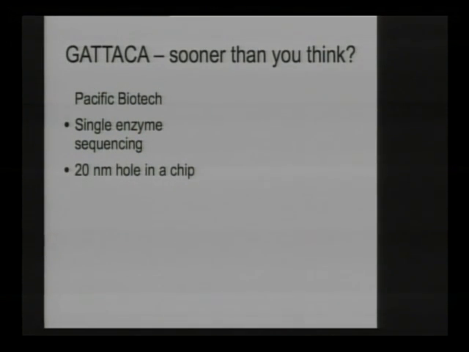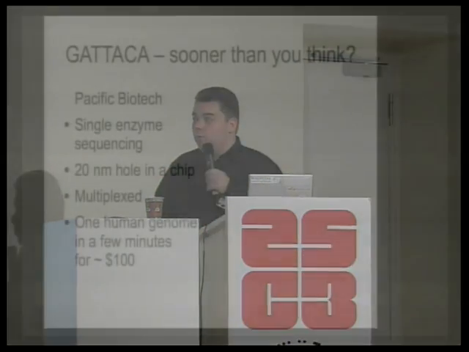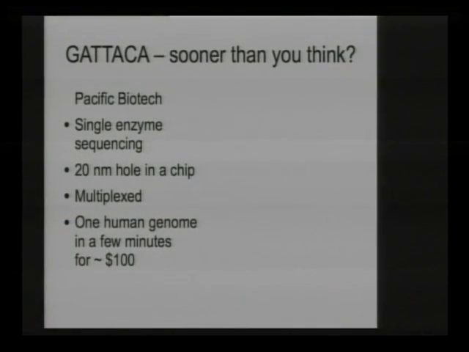You might think, okay, it's very nice, but it's only one enzyme, but they multiplex it. So they put thousands, 10,000, 100,000, I don't know how many, of these holes, each with an enzyme in it, on a single chip, and they all run in parallel. And they claim they will eventually do one human genome in a few minutes for $100. Announced for 2010, so around the corner. 1 year and, well, 3 days or something.